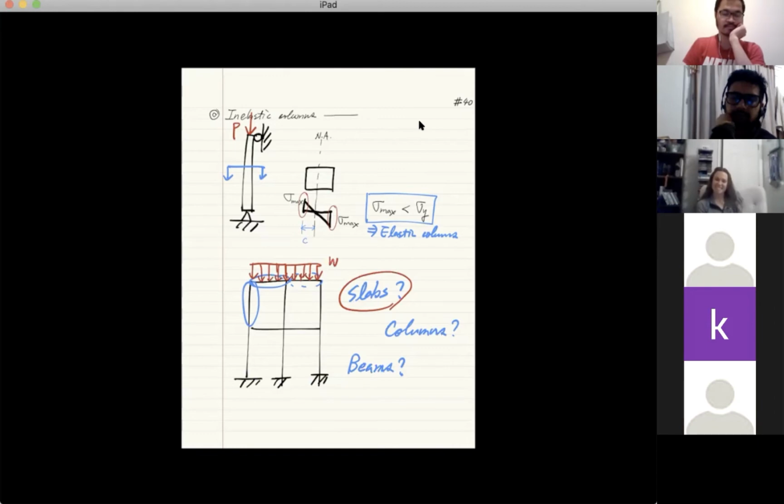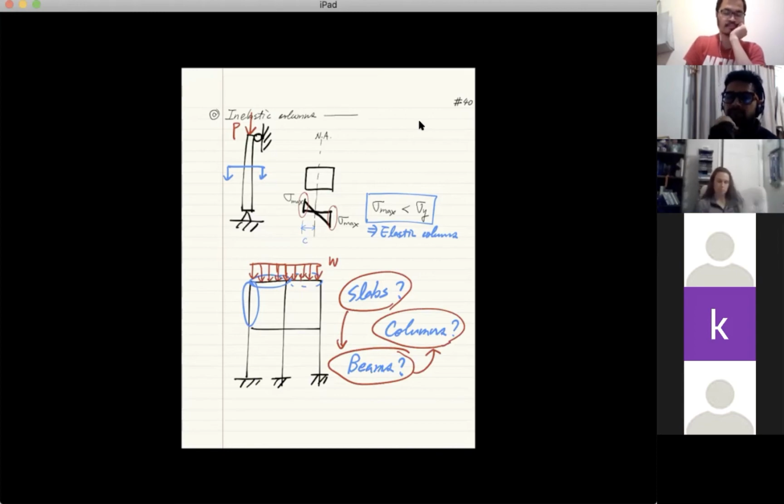And what does the load that slabs carry pass to? Beams. Yes, pass to beams. And what does the beam pass the load to? Columns. That's why columns are very important, because if columns fail, you will not be able to take all the loads. That means the whole structure will lose its functionality.